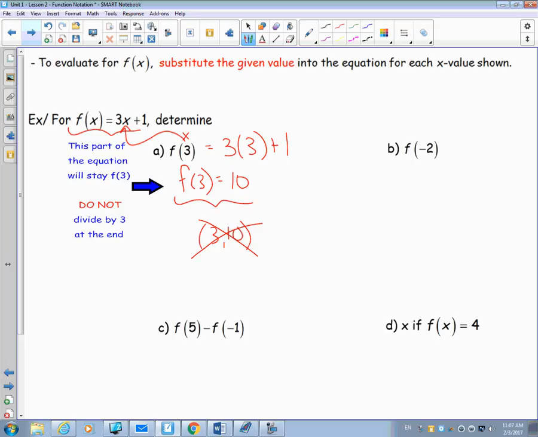Try the next one, f(-2). Every time I see an x, I'm replacing it with negative 2 in the function. If I do that, I'll get negative 6 plus 1, or negative 5.